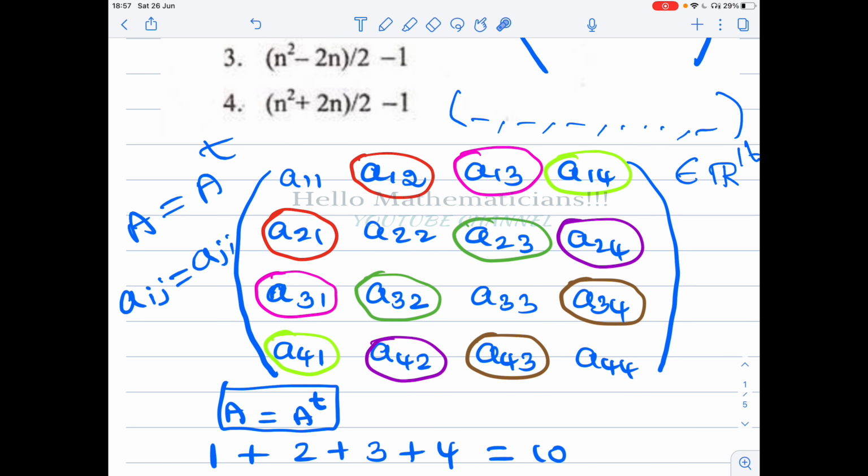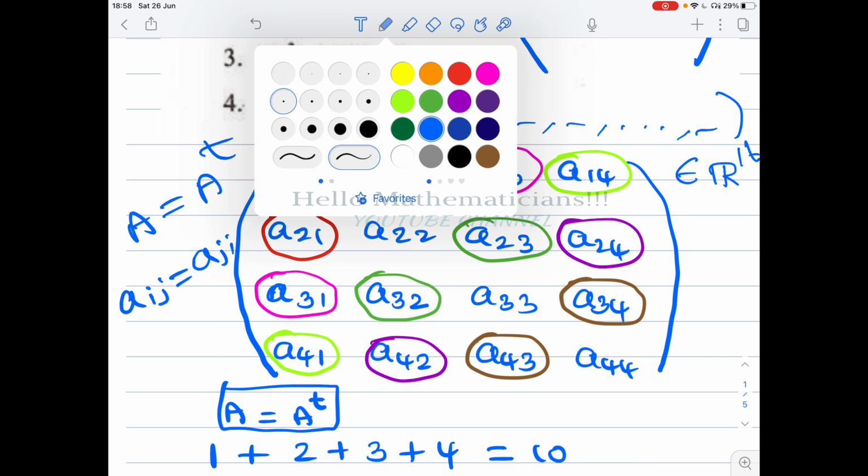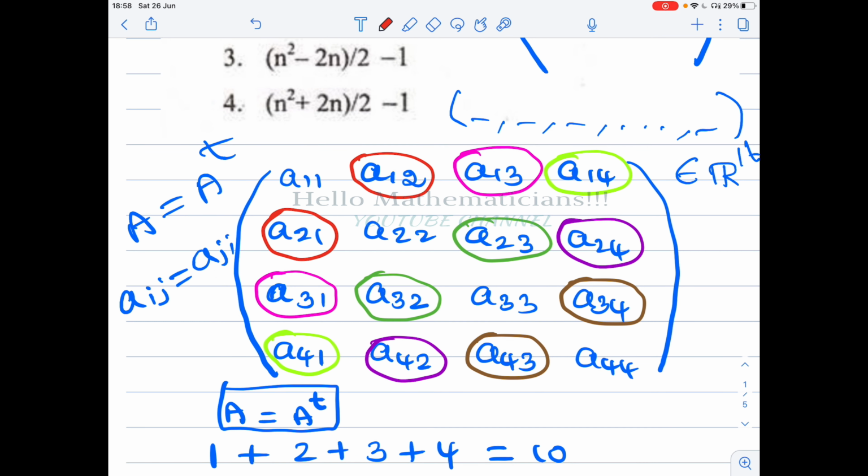Now we come to the concept of free variables. These two variables are equal, right? Whatever value you put here, the same value should be here. Therefore, you can take this as a free variable and this will be a dependent variable. Similarly, you can take this as a free variable. Let's strike out the dependent variables.